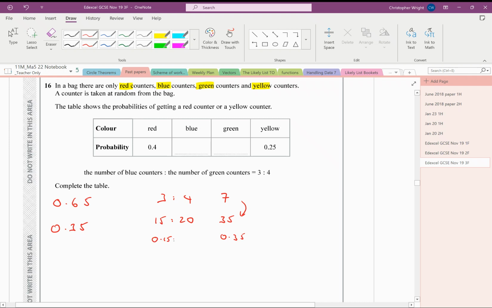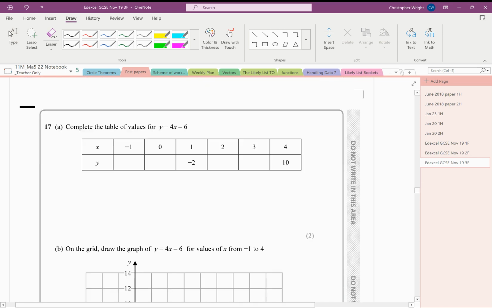and 0.2. Okay, so the probability of getting a blue is 0.15. The probability of getting green is 0.2. All right, that's number 16 done.